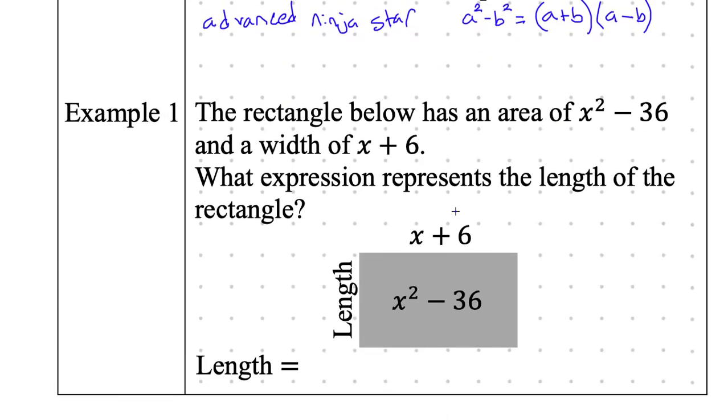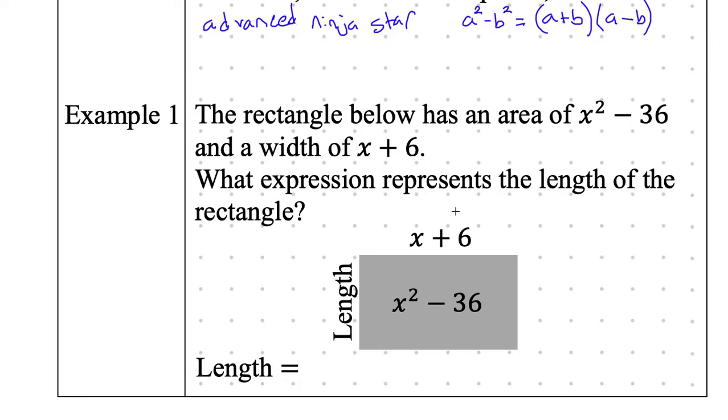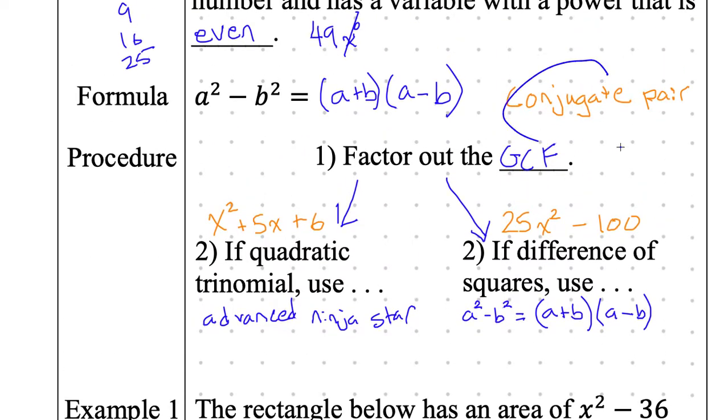All right, so example number 1. You've seen problems like this before. The rectangle below has an area of x squared plus 36 and a width of x plus 6. What is the expression that represents the length of the rectangle? What times x plus 6 will be x squared minus 36? And my hint for everyone is the word conjugate pair.